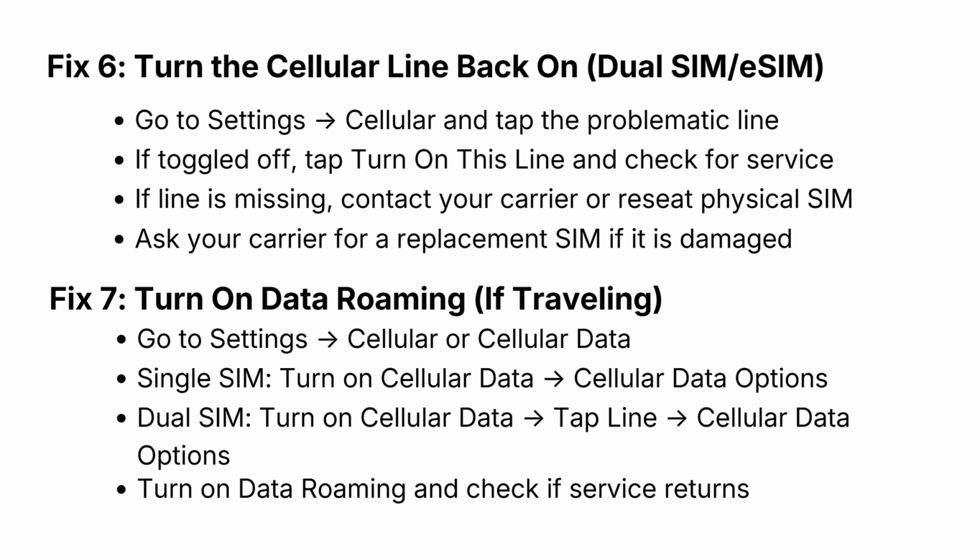Fix 7. You need to turn on data roaming if you are traveling. Go to Settings and then select Cellular or Cellular Data. For a single SIM, you can just turn on cellular data and then go to Cellular Data Options. For a dual SIM, turn on cellular data, then tap the line and then Cellular Data Options. Turn on data roaming and check if service returns.